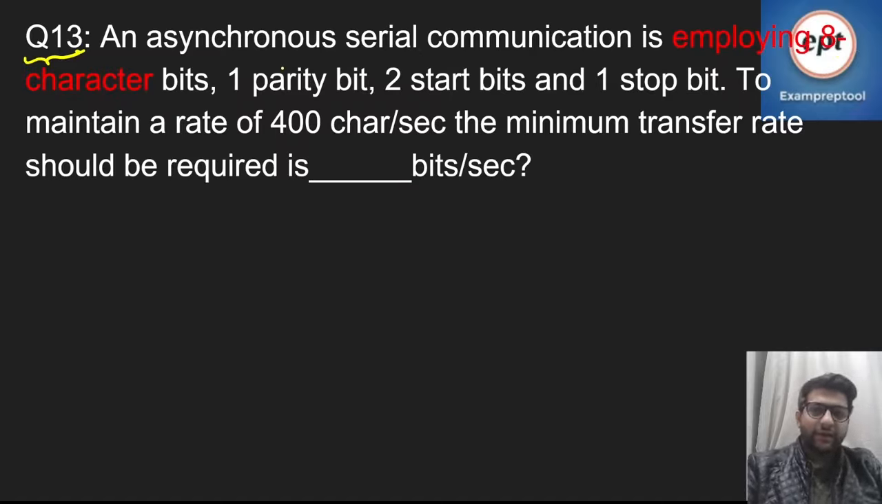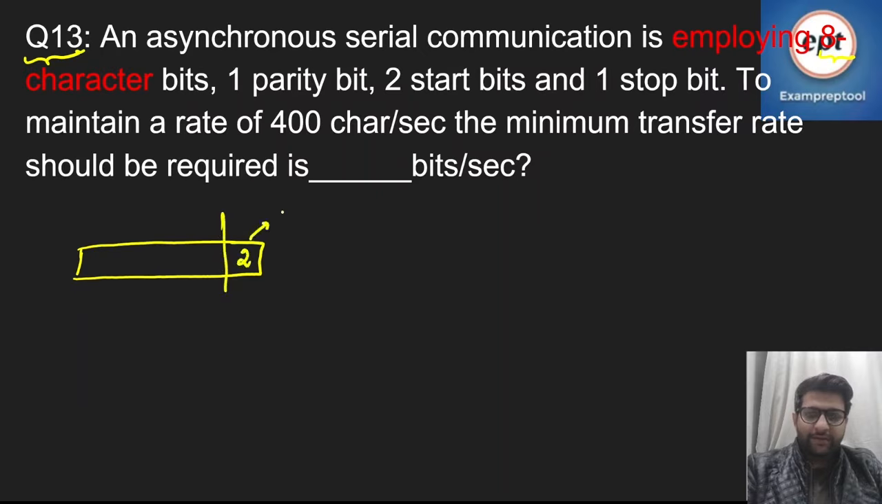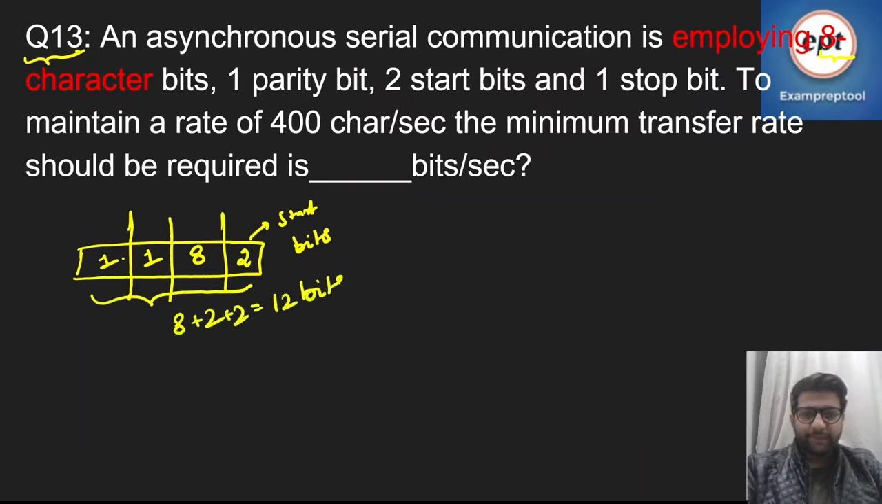So it is saying that asynchronous serial communication is employing 8 character bits, 1 parity bit, 2 start bits and 1 stop bit, right? So if we draw a message format, then there are 2 start bits, then we have 8 character bits, and then 1 parity and then 1 stop bit, right? So the overall size of a message will be 8 plus 2 plus 2, that is 12 bits, right? To maintain a rate of 400 characters per second.